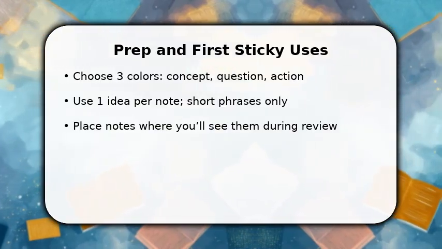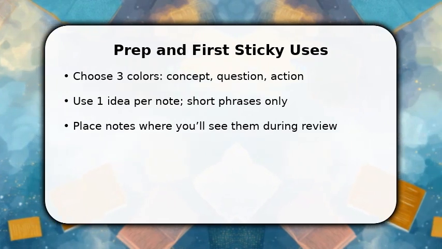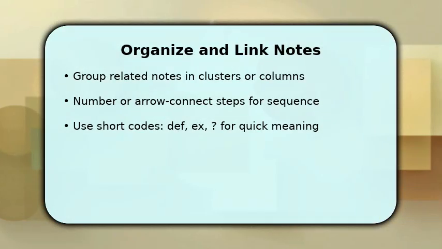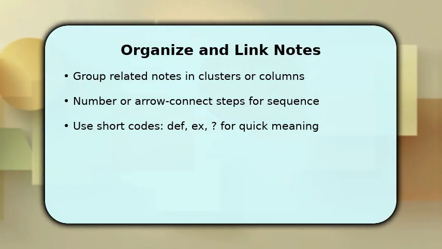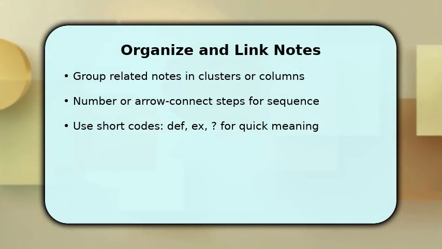you dive deeper. Once you have multiple notes, group related ones into clusters or columns. You're turning scattered thoughts into a structure. Number notes or draw arrows to show sequence when processes or proofs require order. Make short codes, def for definition, x for example, ? for question, so your brain recognizes patterns fast.